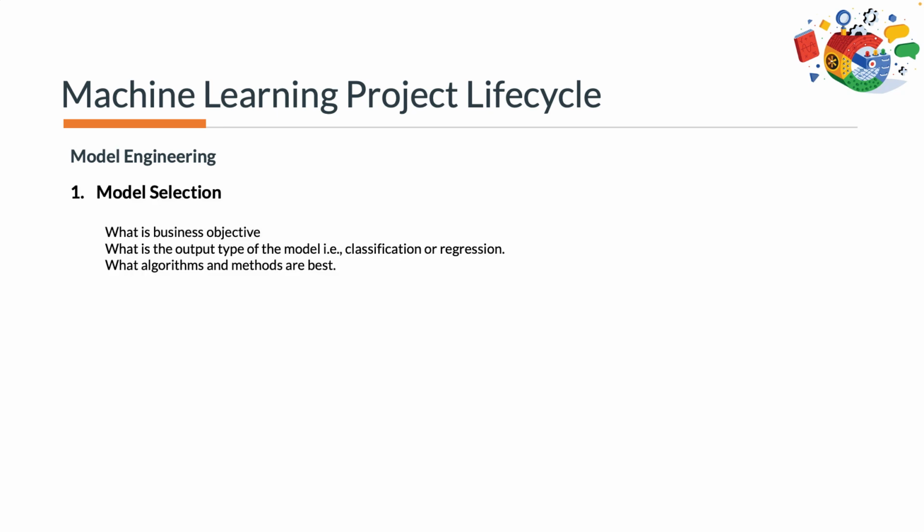The first task is model selection. When selecting a model, we have to think about what the business objective is, and what the output type of the model is. For example, is this a classification job or a regression job? And we also need to think about the algorithms and methods that best suit this business objective.